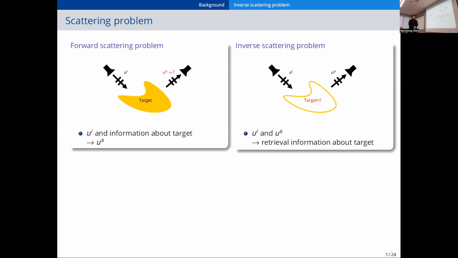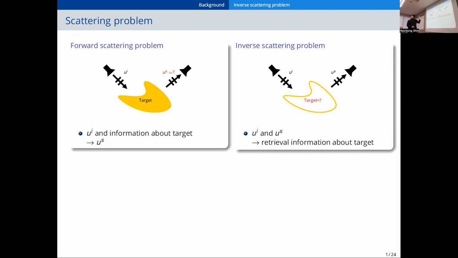First, background. We think about the scenario. There are two antennas, a transmitter antenna and a receiver antenna, and there is some target. Then this antenna emits some source, something like an acoustic wave or electromagnetic wave. Then these waves are scattered by the target, and we observe the data from the receiver antenna. It is called the scattered field.